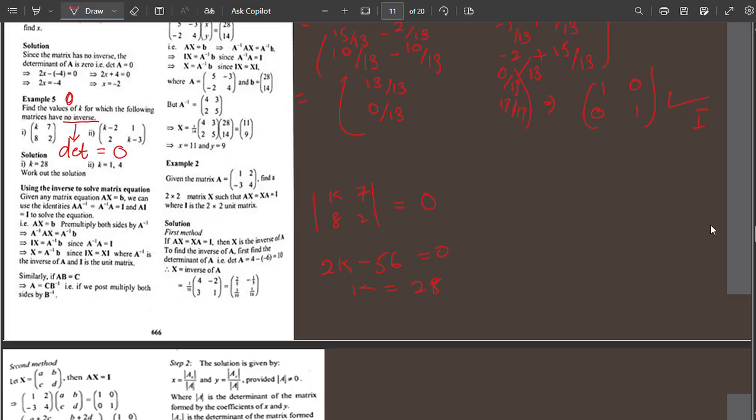K is 28. It's the same here. The determinant is 0. So it's the same approach. You can find the determinant and equate to 0.